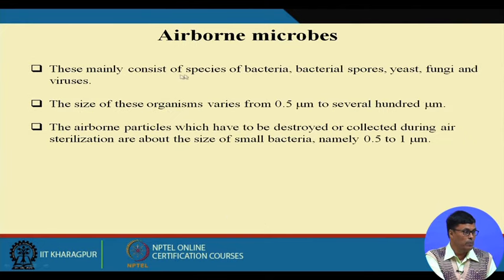Now, regarding airborne microbes, the question comes: what kind of microbes do you need to remove in your system? That is very important. I worked with the citric acid industry, and we found that in our fermentation process, our main culprit was the yeast cells. When we use any kind of sterility process, we should always target what kind of organism we are going to remove. This can be removed in different ways, as I will discuss one after another.